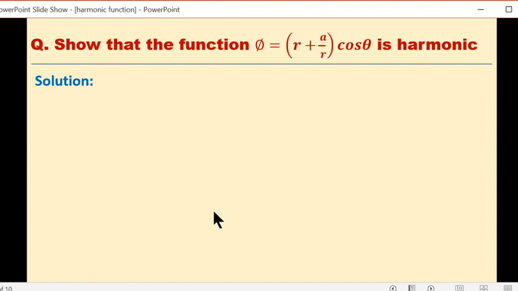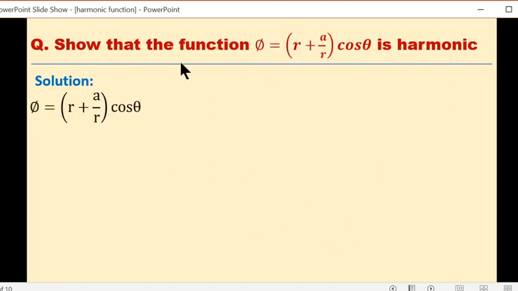Now that was one problem in Cartesian form. Now let's look at the same thing in a problem in polar form. Let's look at this problem. Show that the function phi equal to r plus a upon r into cos theta is harmonic. Okay, so let's look at this problem.